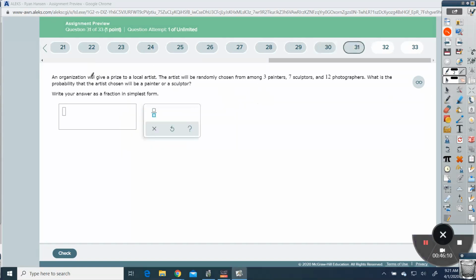So on this one, it says an organization will give a prize to a local artist. The artist will be randomly chosen from 3 painters, 7 sculptors, and 12 photographers. So 3 plus 7 makes 10, plus 12 makes 22 total people. What is the probability that the artist chosen will be a painter or a sculptor? Well, painter or sculptor, that's 10 of them. So 10 out of 22, each of those are divisible by 2, so that's 5/11. So again, I put it in as a fraction, 5/11.